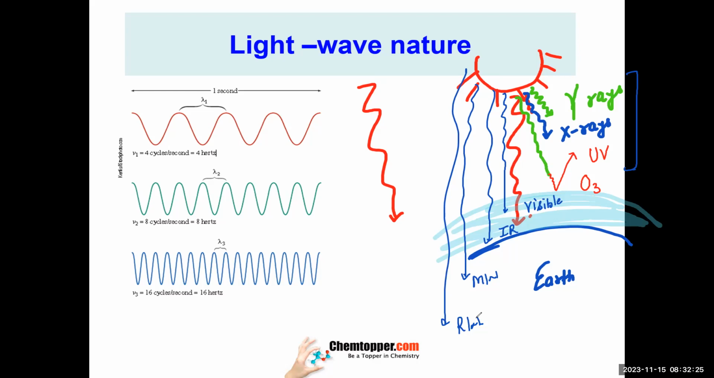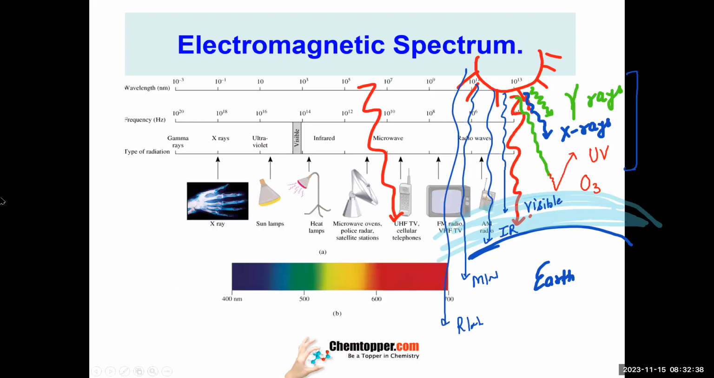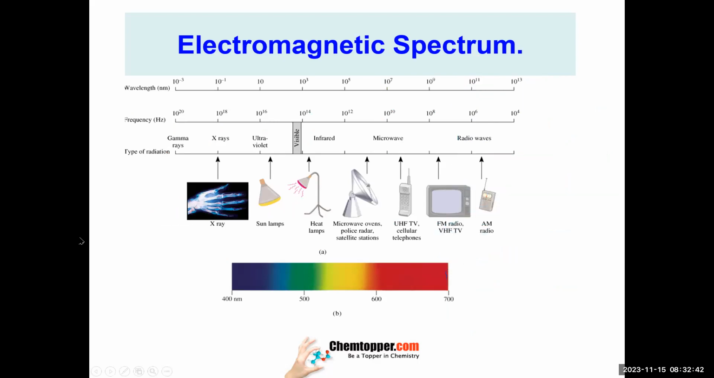So which one has the lowest energy? Now look at this. Which one? Okay, the last one. Okay, now the name is not clear. Okay, fine. Now check here. Check all the names. Which one has the highest energy? Gamma rays. Frequency, highest. Wavelength, lowest.